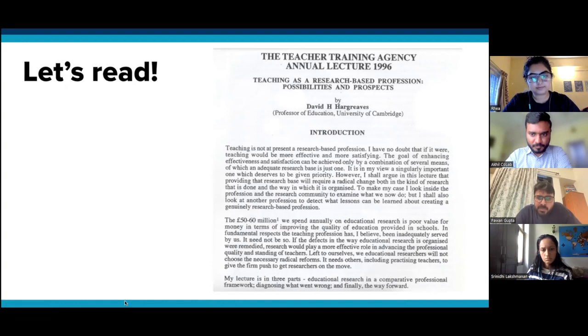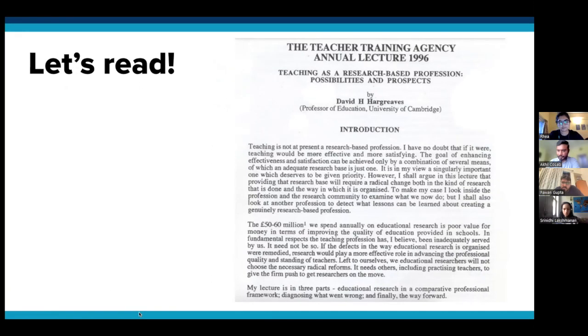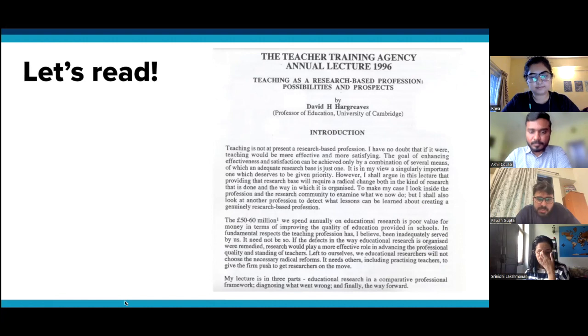In fundamental respects, the teaching profession has, I believe, been inadequately served by us. It need not be so. If the defects in the way educational research is organized were remedied, research would play a more effective role in advancing the professional quality and standing of teachers. Left to ourselves, we educational researchers will not choose the necessary radical reforms. It needs others, including practicing teachers, to give the firm push to get researchers on the move.